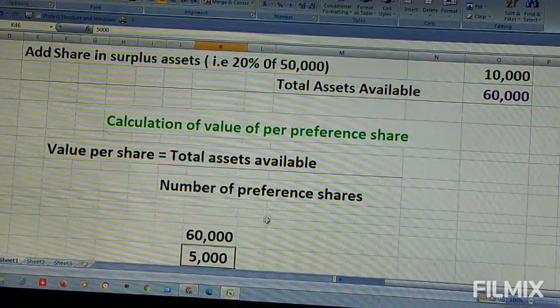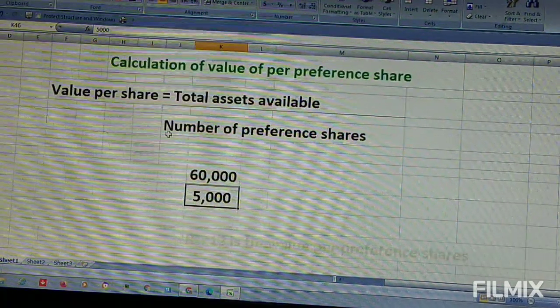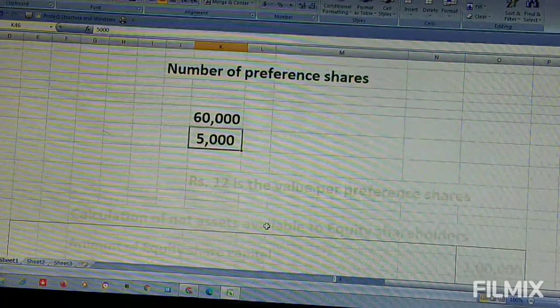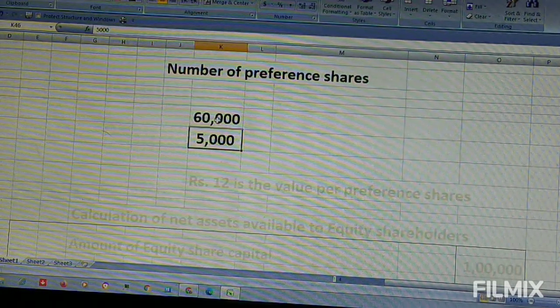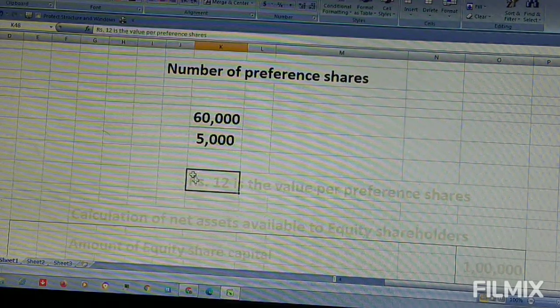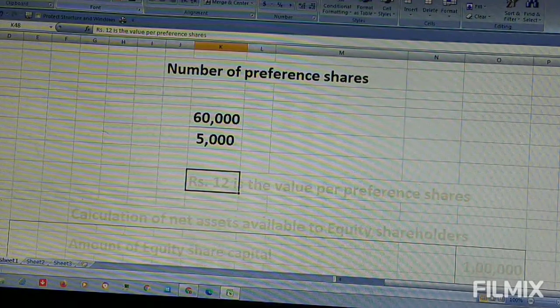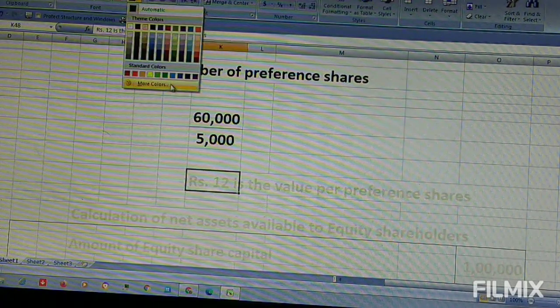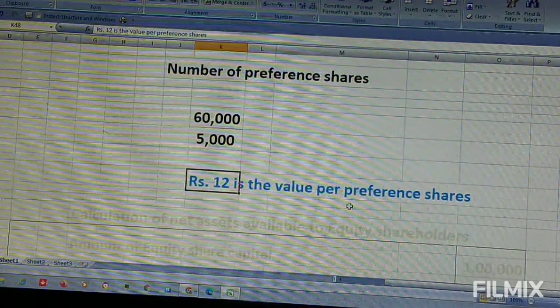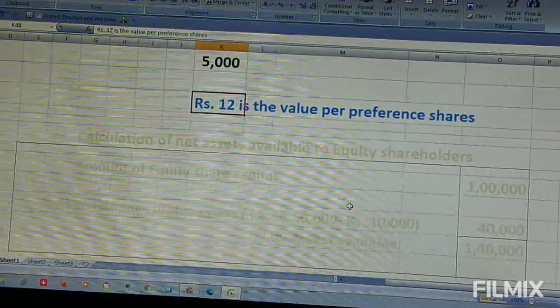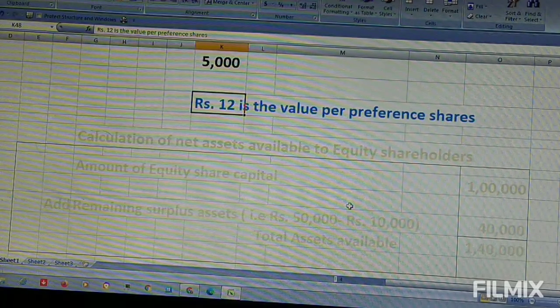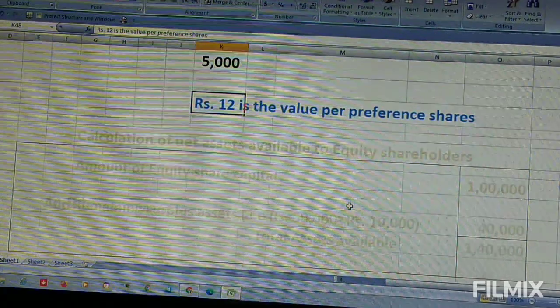Okay, total assets available is 60,000. Number of preference shares is 5,000. So how much will we get? 60,000 divided by 5,000: cancel the zeros, 5 twos are 10, so 12. Rupees 12 is the value per preference share. Like this we will calculate for equity shares also.